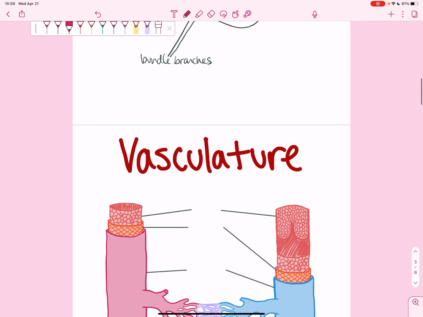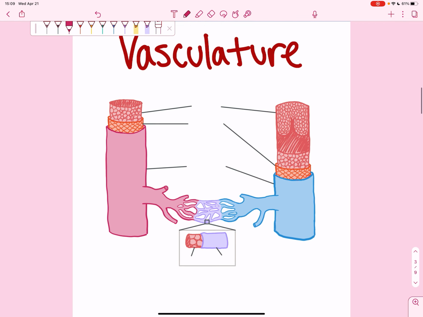Okay. All right, vasculature. This is talking about the arteries, veins, and capillaries. We'll do some labeling, starting with just labeling what is what. So this is the artery. This is an artery. And then on the opposite side is a vein. And what's in the middle over here? We have arterioles.